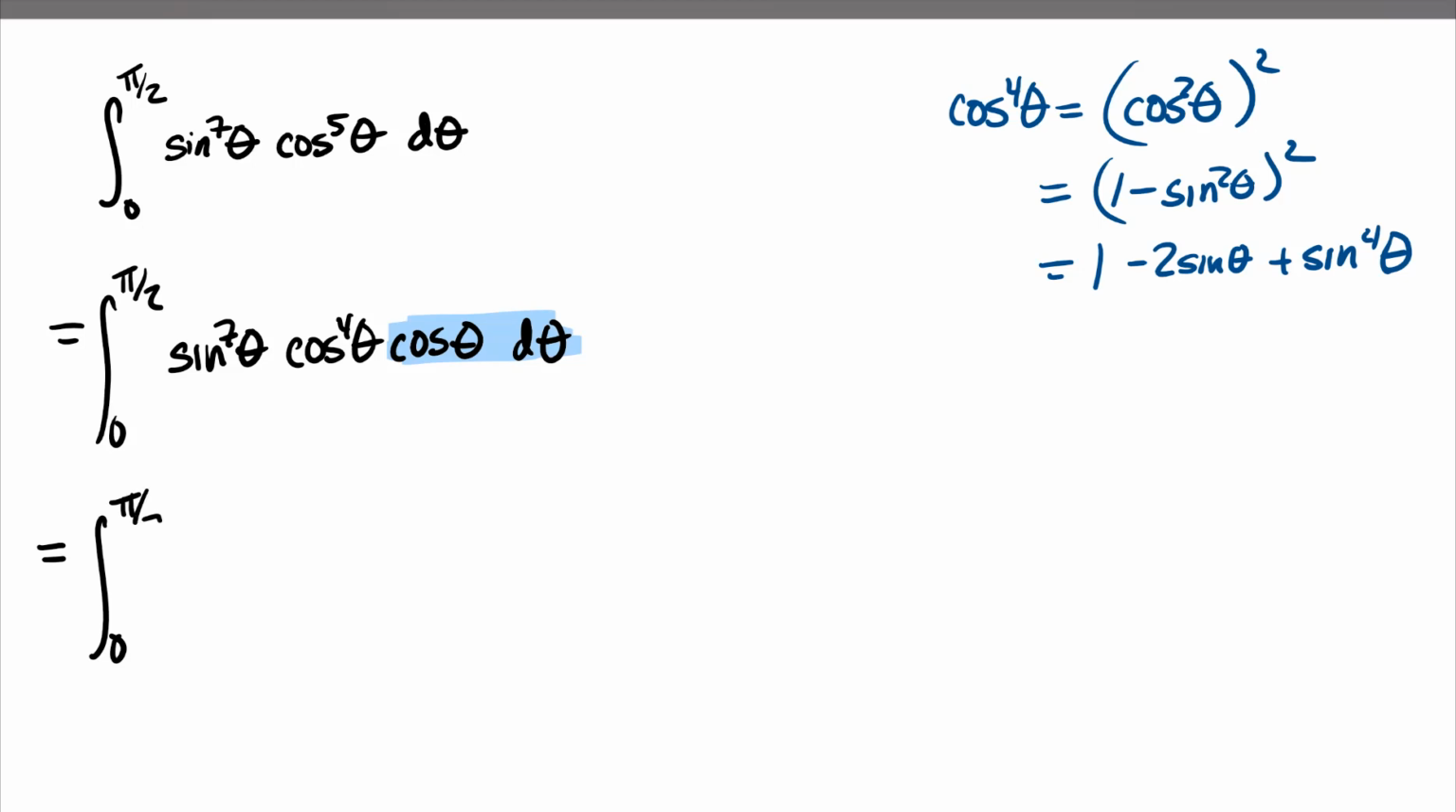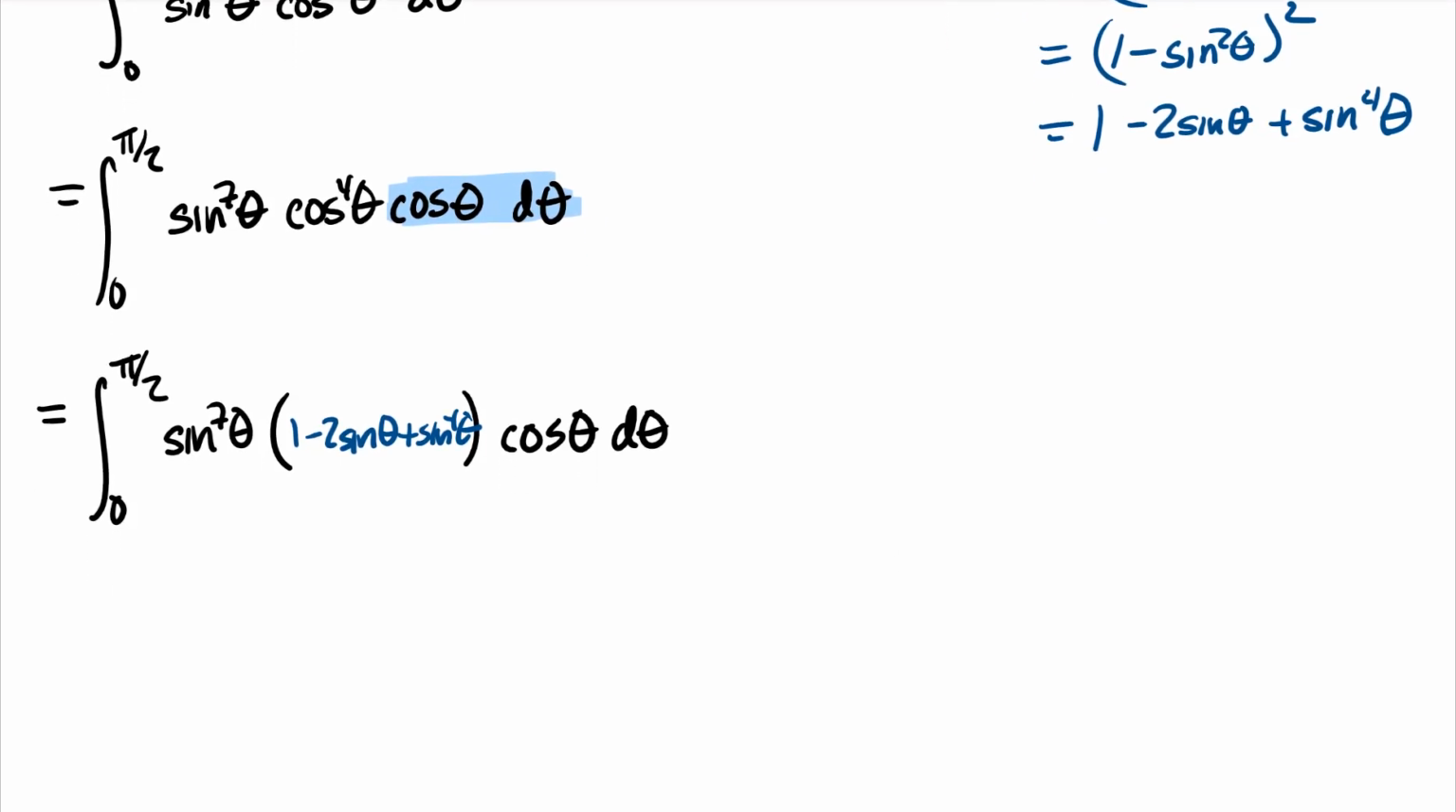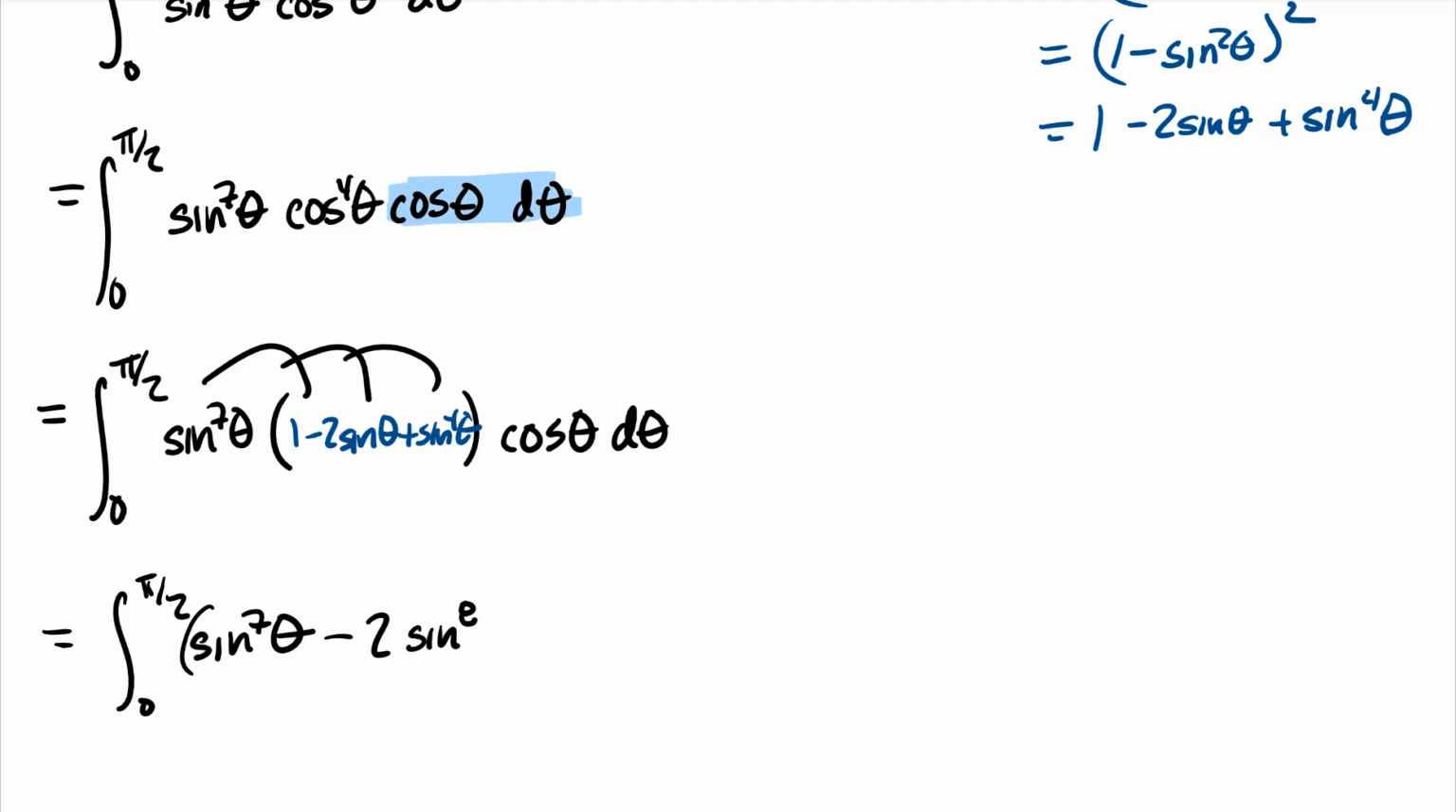So we have 0 to pi over 2 of sine to the 7th of theta times some junk we're about to pop back in. So 1 minus 2 sines of theta plus sine to the 4th of theta. Sorry, it's hard to read. I gotta give myself enough room. Now I'd like to just bring this in, and then we can start to do our u sub. So sine to the 7th times 1 is equal to sine to the 7th. Sine to the 7th times 2 sines of theta is sine to the 8th times 2. And then we get sine to the 4th times sine to the 7th. That's sine to the 11th. Sorry, my cosine looks all funky.